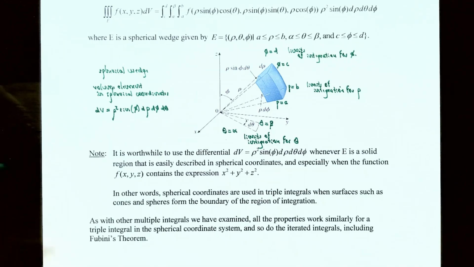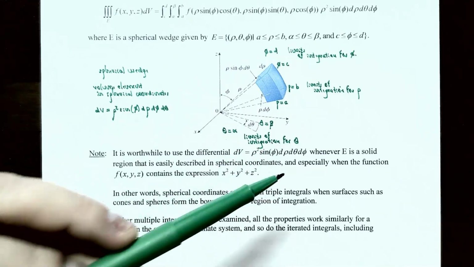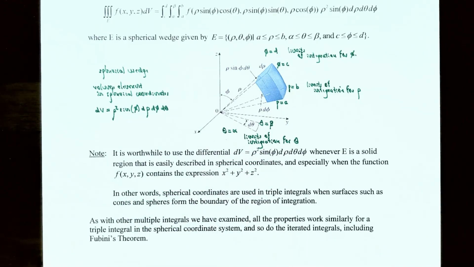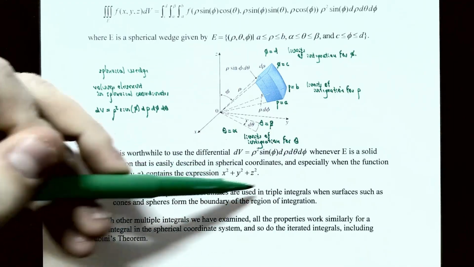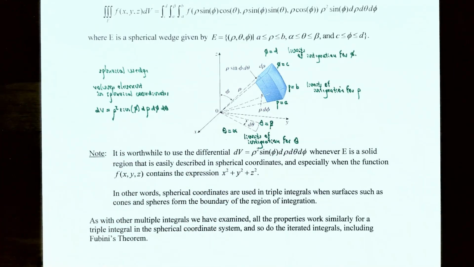So note, it's worthwhile to use the differential dV is equal to rho squared sine phi, and then you integrate with respect to rho, then theta, then phi, whenever your solid can be easily described using spherical coordinates, or whenever your integrand, f of x comma y comma z, contains the expression which we would relate to a sphere, x squared plus y squared plus z squared. So if the integrand contains this expression, x squared plus y squared plus z squared, it's a good sign that we should convert to spherical coordinates. Other cases where you would want to use spherical coordinates would involve if the region contains a part of a cone or also part of a sphere.